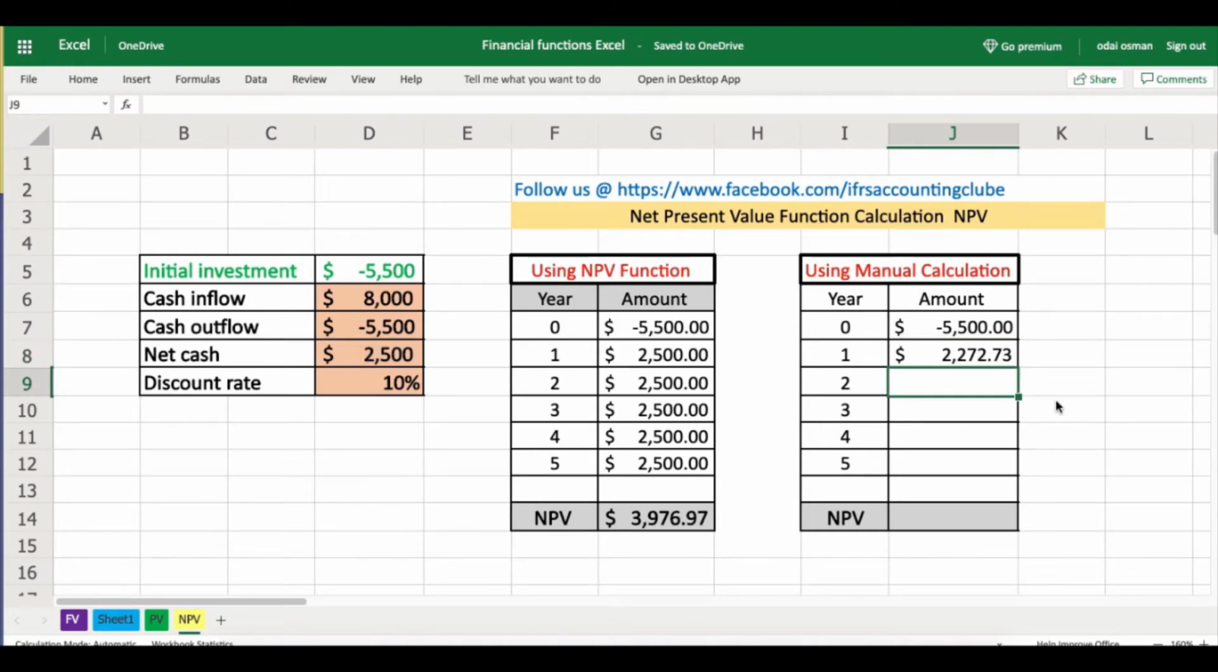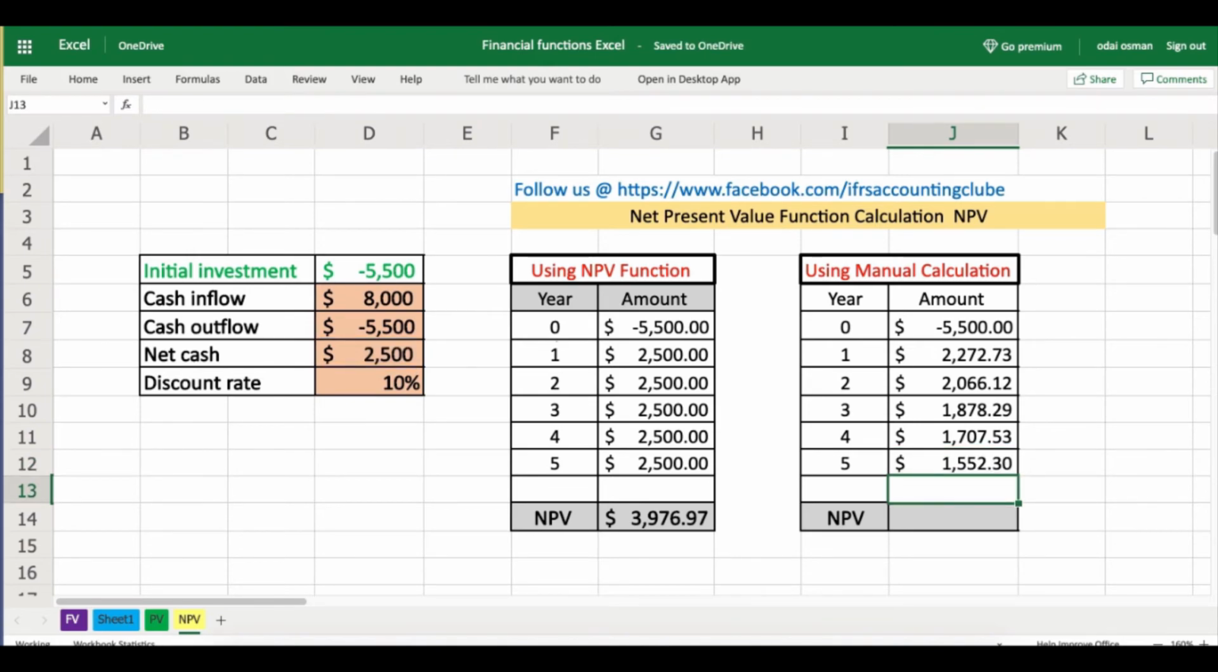In year 2, equal to the net cash divided by 1.10 to the power of 2. At year 3, equal to the net cash divided by 1.10 to the power of 3. Year 4, equal to the net cash divided by 1.10 to the power of 4. In the last year, equal to the net cash divided by 1.10 to the power of 5.